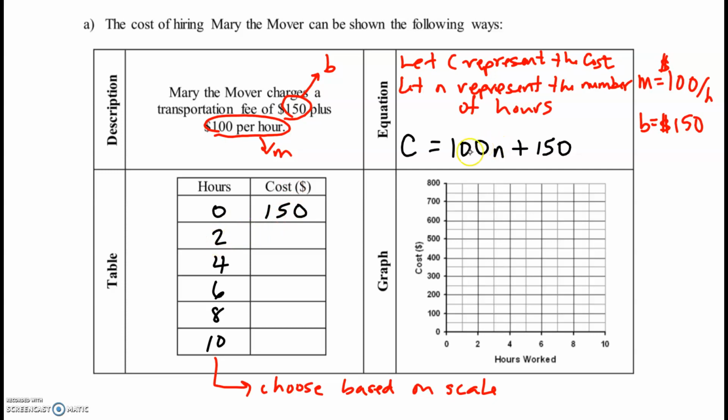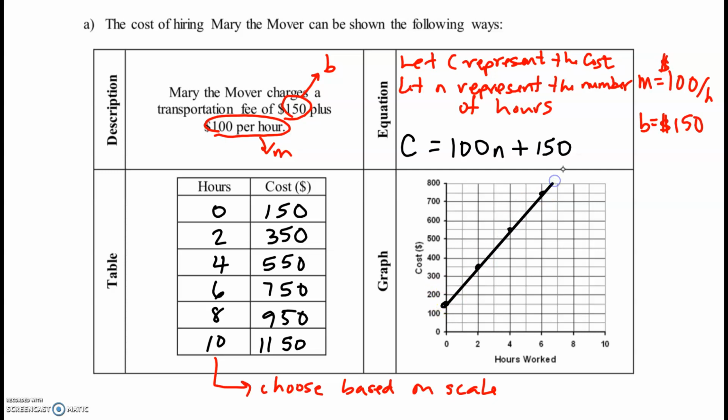If I work 2 hours, 100 times 2 is 200, plus 150 is 350. 4 times 100 is 400, plus 150 is 550. And now I can see the pattern. It's going up by 200 each time. So that would be 750, 950, and 1,150. Okay, let's go ahead and plot our points. So 0, 150, 2, 350, 4, 550, and 6, 750. Okay, we'll draw our line.